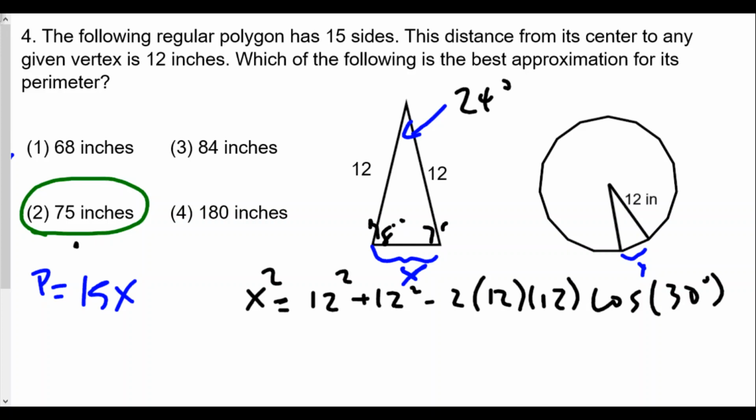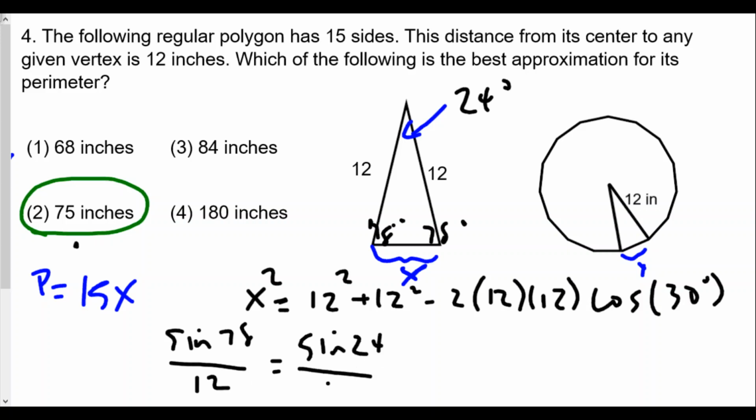78 and 78. You could use law of sines, and you'd do the sine of 78 over 12 equals the sine of 24 over x, and use that to find the measure of the side of a polygon, one side, and then multiply by 15. So there's more than one way available to us, okay? So just know that you have your tools, and all these should work out pretty well.